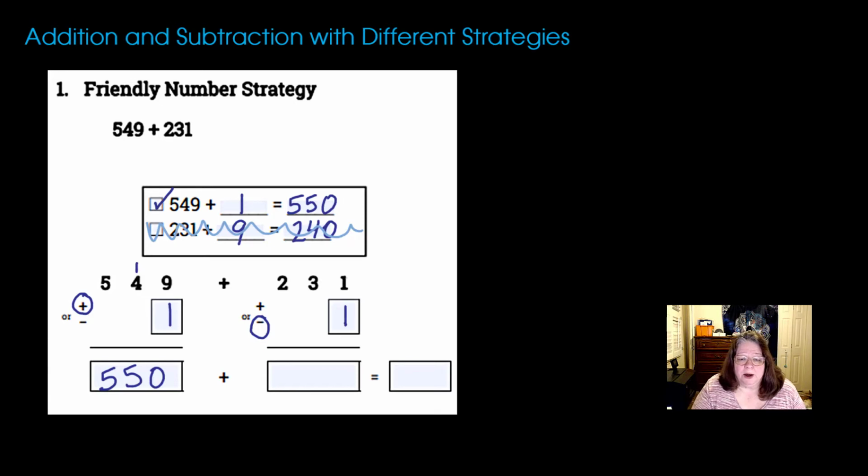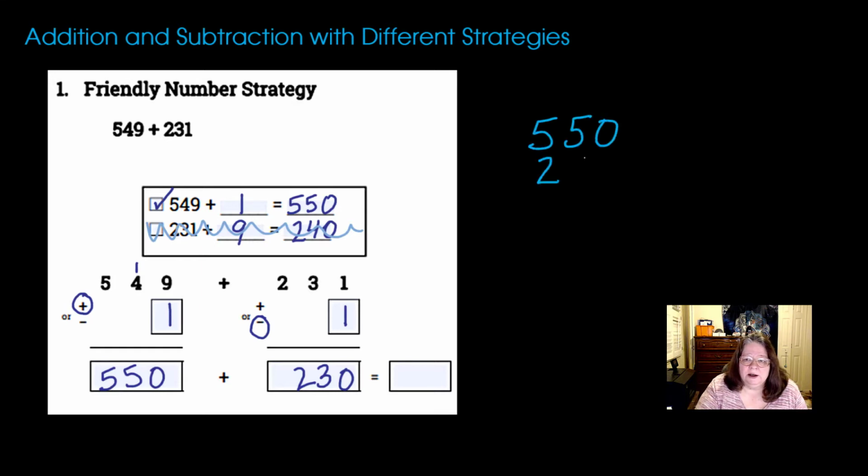231 minus 1. 1 minus 1 is 0. 3, there's nothing here to subtract. We bring it down. 2, nothing here to subtract. We bring it down. So these are our new add-ins that we're going to add. So you might be able to add those in your head. I like to write things out. It shows my steps.